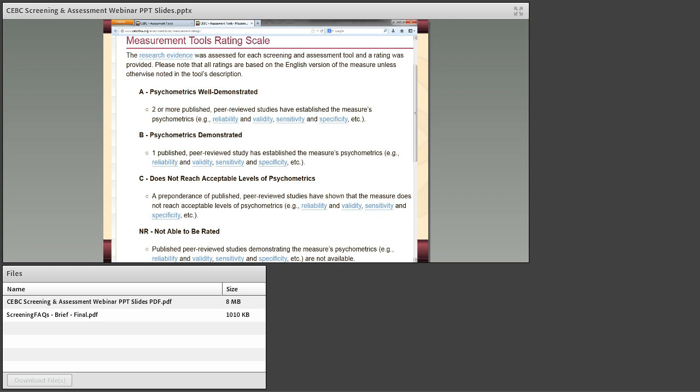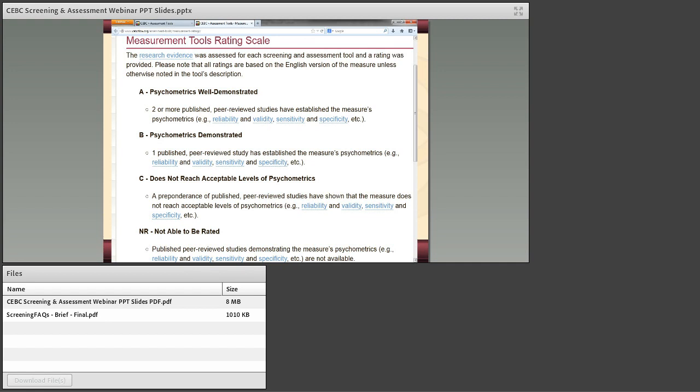So starting at the top, you'll see the A rating, which is psychometrics well demonstrated, and that includes 2 or more published peer-reviewed studies that have established the measure's psychometrics. A B would be psychometrics demonstrated, so that's 1 published peer-reviewed study. C does not reach acceptable levels of psychometrics, so that includes a preponderance of published peer-reviewed studies that have shown the measure does not reach acceptable levels of psychometrics. And then lastly, NR, which stands for not able to be rated, which includes that published peer-reviewed studies demonstrating the measure's psychometrics are not available.